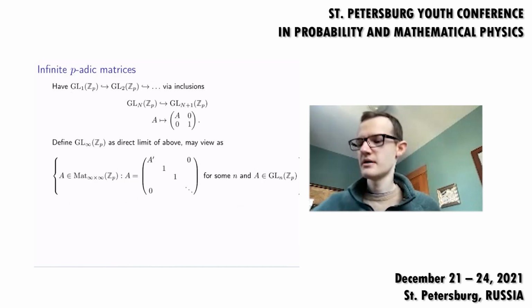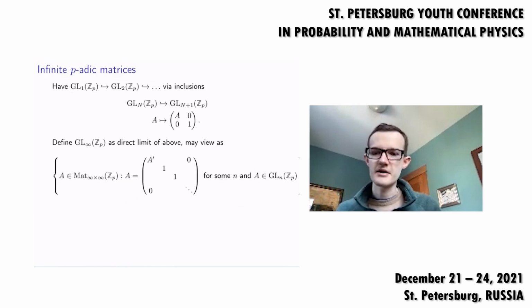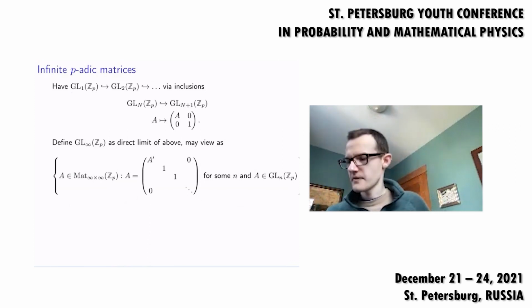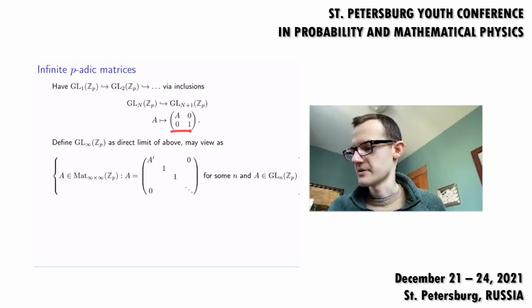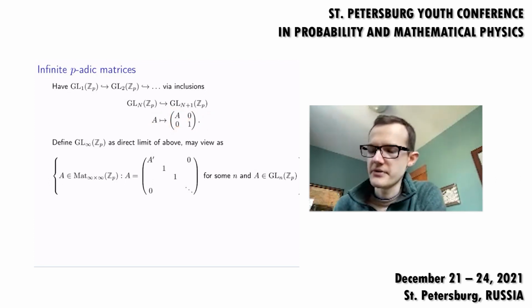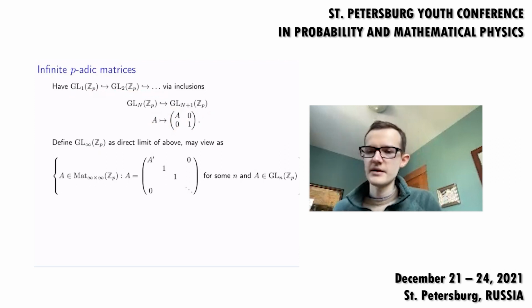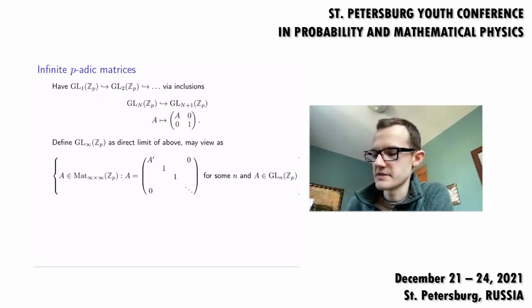Okay, so now I'm going to switch gears a little bit and talk about infinite p-adic matrices and how that relates to anything I just said. So, okay, we have the p-adic integers, Z_p, we have these groups GL_N(Z_p). They include into one another by just taking an element of GL_N(Z_p) and then mapping it to the matrix where I've just padded it with a 1 and then a row of zeros and a column of zeros. Now you can define this group GL infinity(Z_p) as the direct limit of this chain of groups here. And you can also view this more concretely as the group of infinite matrices over Z_p, which look like the identity outside of a finite corner.